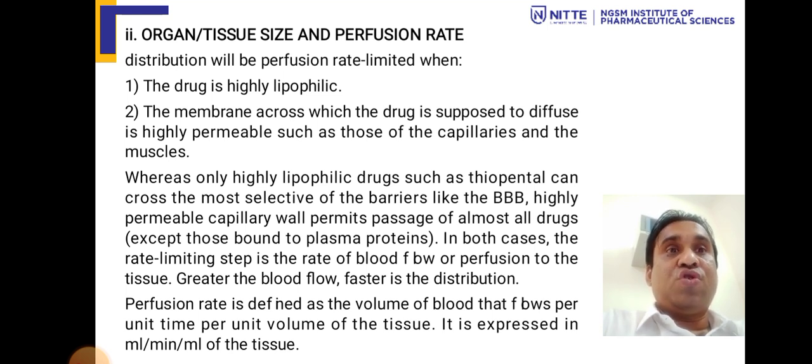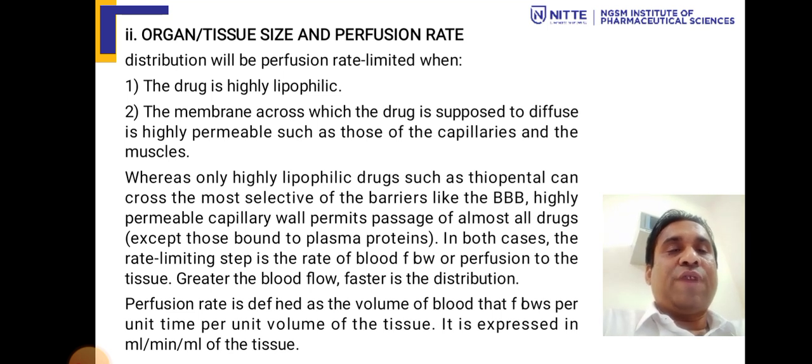Distribution will be perfusion rate limited when the drug is highly lipophilic, or when the membrane across which the drug is supposed to diffuse is highly permeable, such as those of the capillaries and muscles. Whereas only highly lipophilic drugs such as thiopental can cross the most effective selective barrier like the blood-brain barrier. A high permeability capillary wall permits the passage of almost all drugs except those bound to plasma protein. In both cases, the rate limiting step is the rate of blood flow or perfusion to the tissues.